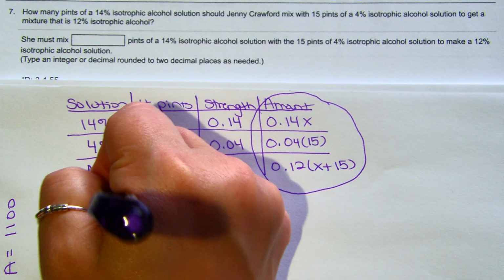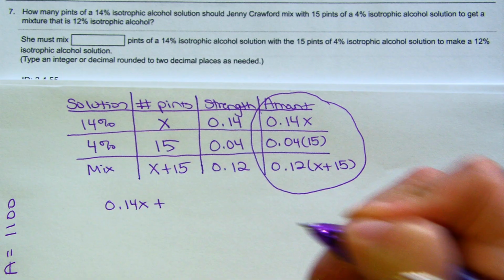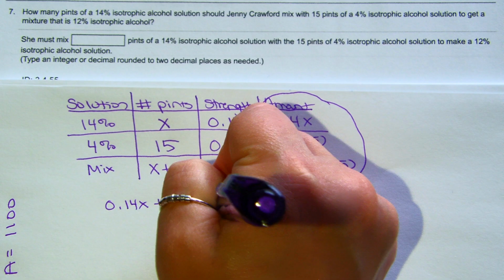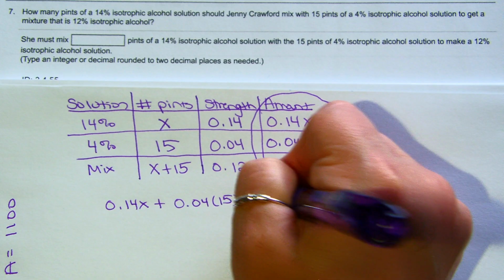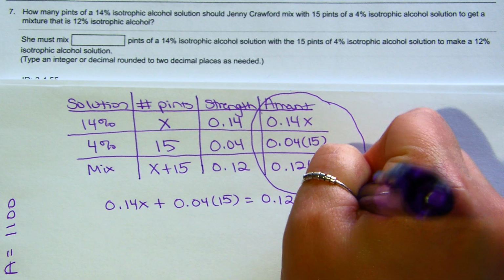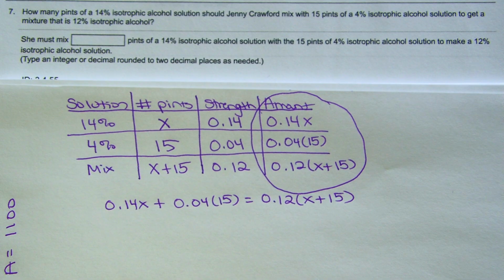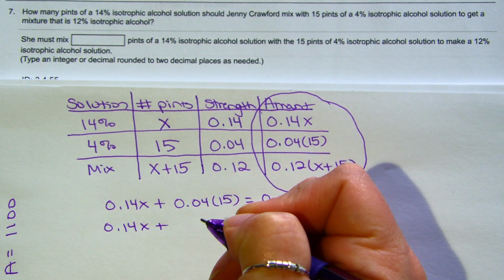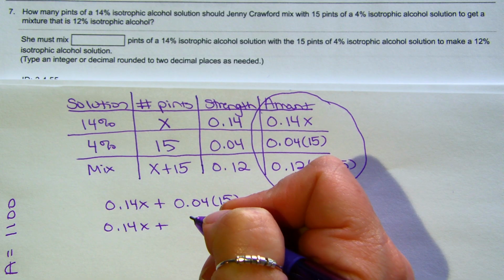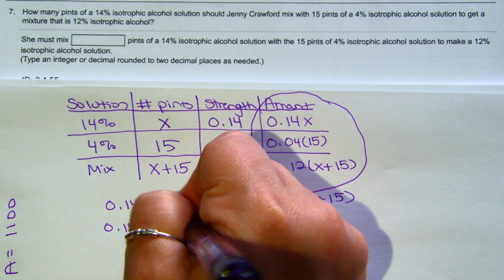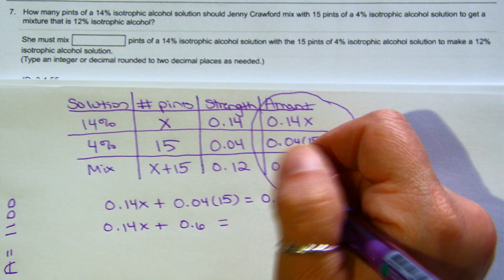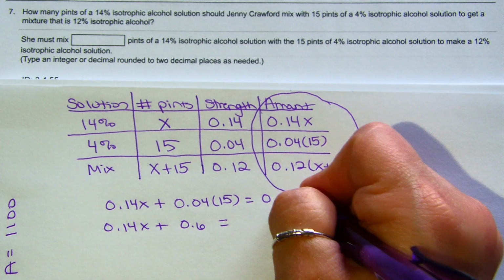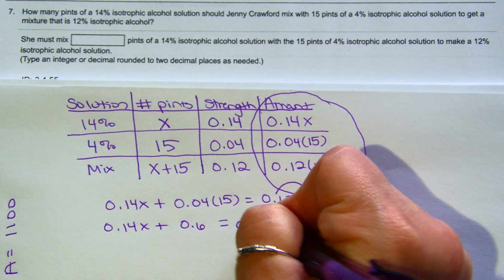Now I'm ready to solve this because this equation, even though it's got variables on both sides, only has one variable. I can do this. I have 0.14x plus, and I will go ahead at this point and take the 0.04 times the 15 to get me 0.6 equals, and then over here to get rid of the parentheses, I have to distribute. Distribute the 0.12 times x to give me 0.12x, and take the 0.12 times 15, which gives me 1.8.